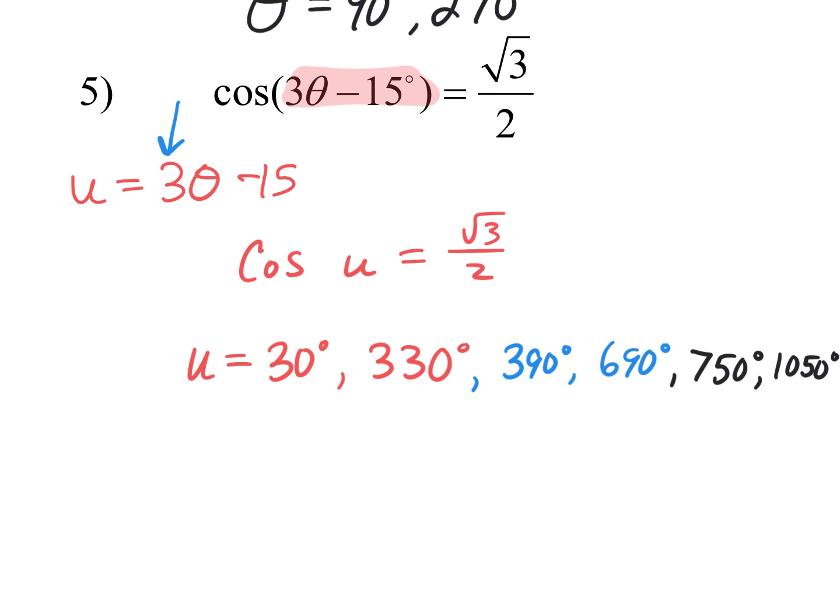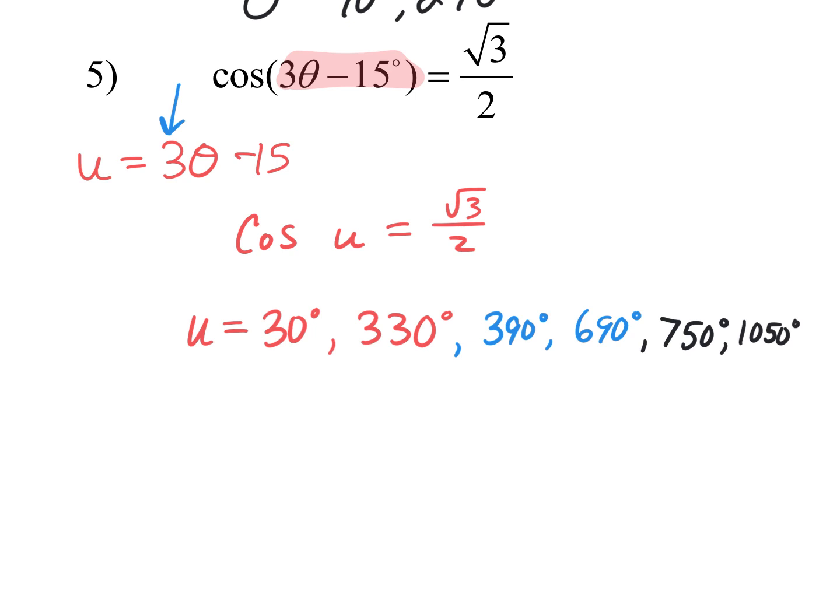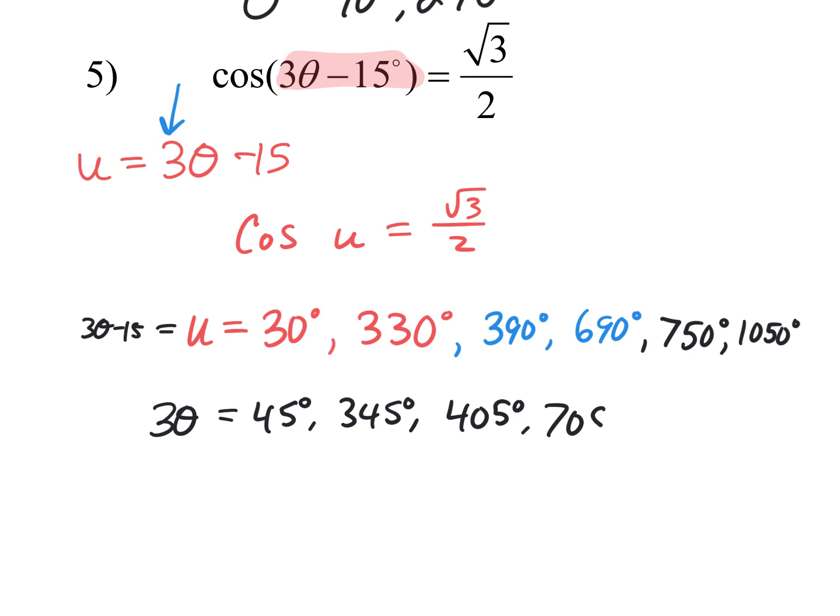Why are we doing that? Because we know that u is the same as 3 theta minus 15. So we know that 3 theta will be the same as if we added 15 degrees to each of these 6 solutions. So we'll have 45 degrees, 345 degrees, 405, 705, let's see, lost my place here, 765 and 1065.